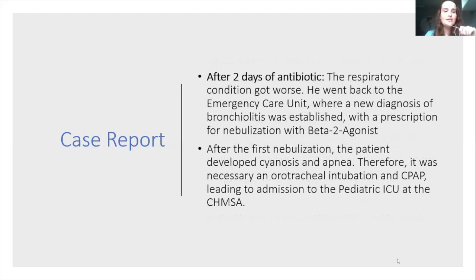He went back to the emergency care unit where a new diagnosis of bronchiolitis was established with the prescription for nebulization with beta-2 agonist. After the first nebulization, the patient developed cyanosis and apnea. Therefore, it was necessary to perform orotracheal intubation and continuous positive airway pressure, leading to his admission at the pediatric ICU at our Centro Hospitalar Municipal de Santo André.